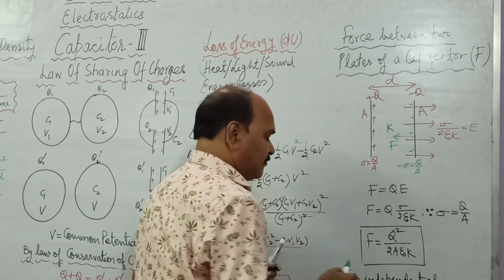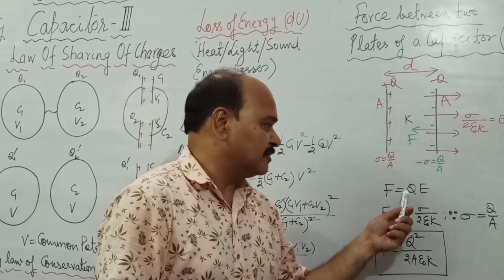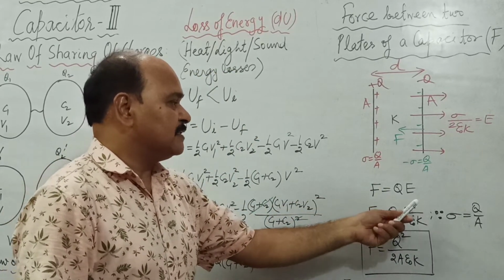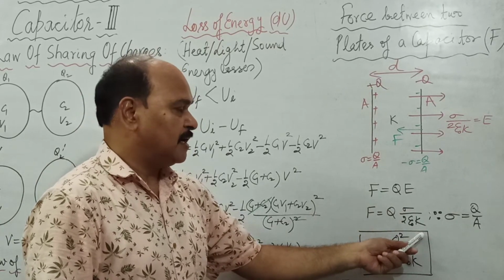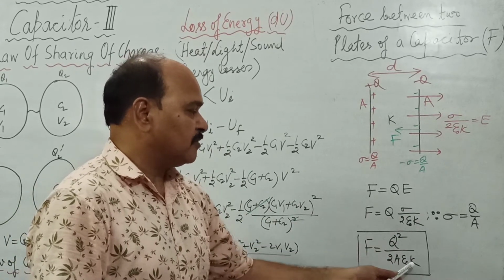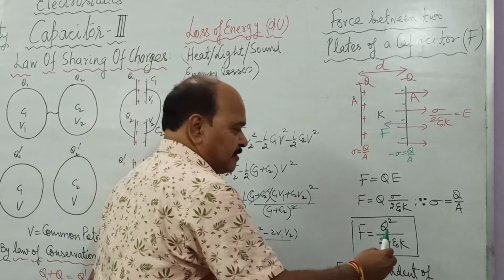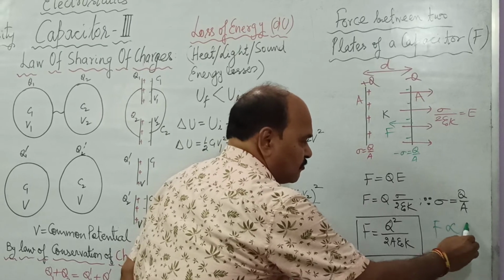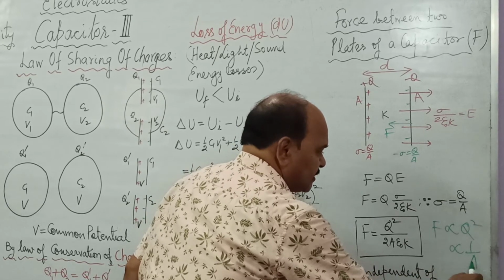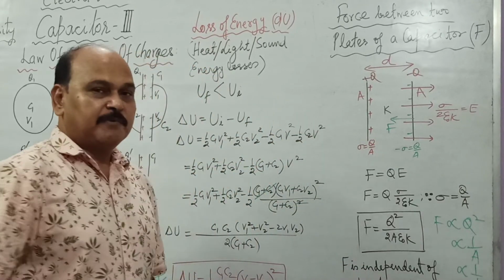And what is that force? That force is going to be QE, the Lorentz electric force. So F is equal to QE, the force acting over this plate, which is towards left. Well, what is E? E is sigma upon 2 epsilon naught K. And if we substitute the value of sigma as Q upon A, we get force as Q square upon 2 epsilon naught AK. So this is the value of force between two plates of a capacitor. Remember, this force is directly proportional to the square of charges, inversely proportional to the area of the plates, and of course inversely proportional to the dielectric constant of the medium in between the two plates.